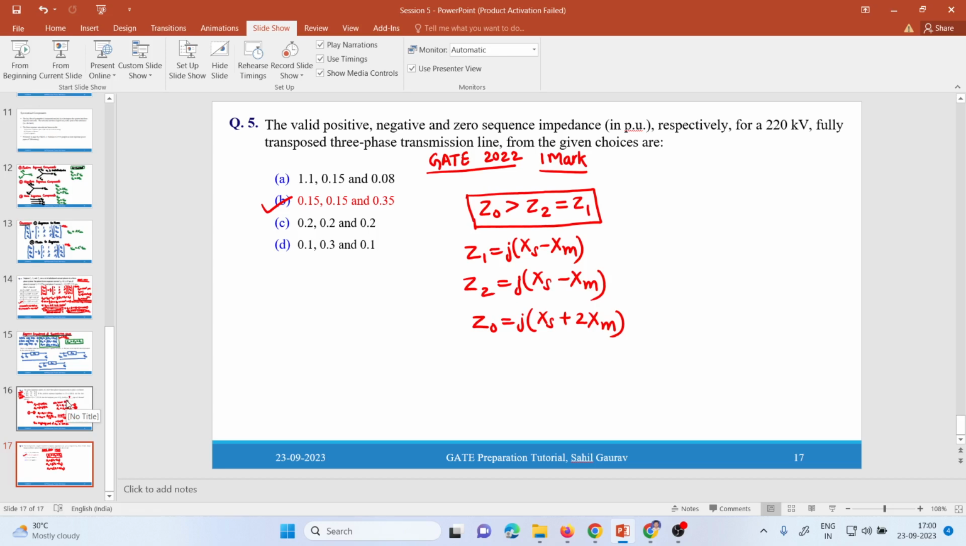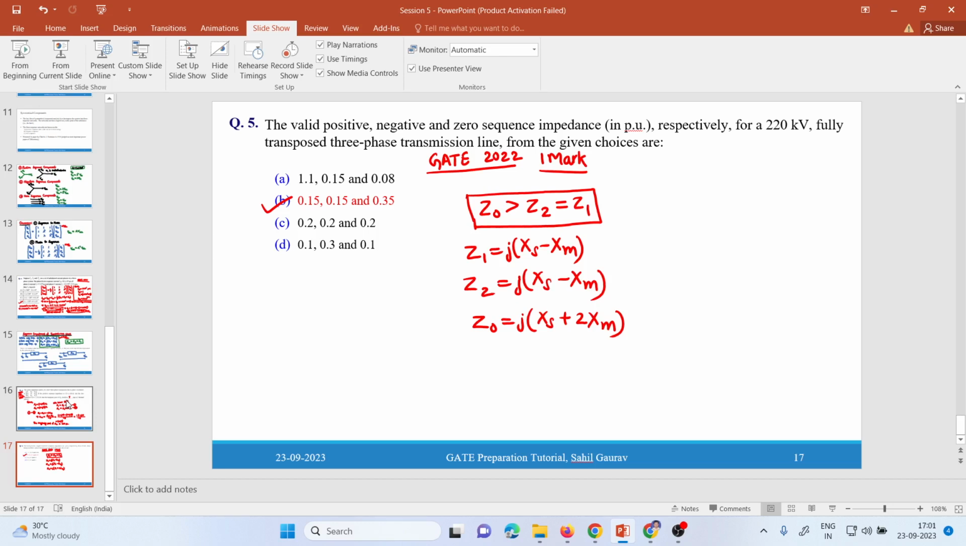Sir, for example, X1 equal to 0.2 per unit, X2 equal to 0.15 per unit, X3 equal to 0.3 per unit. Then what is the fault appearing on the network? They asked, sir. What is X3? 0.3 per unit, sir. So X3 is generally X naught, sir.